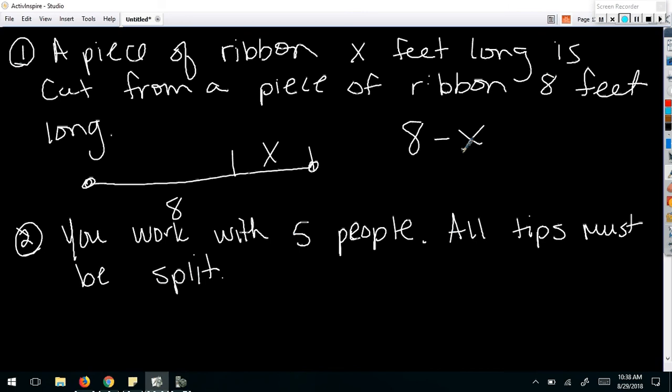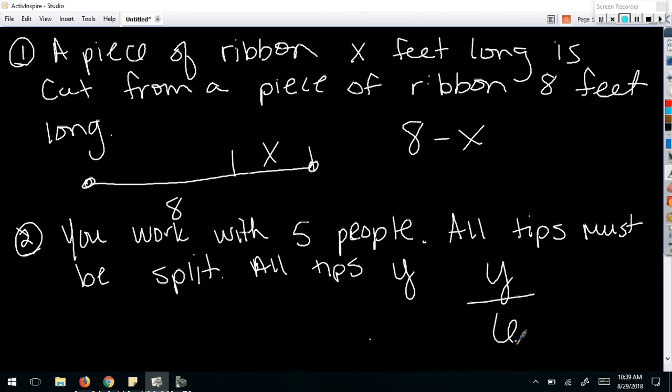Let's say all tips are, we'll call them Y. That's how you make Y amount of tips. Y divided, well, close. You work with 5 people, so how many people are there altogether? 6. You've got to count yourself, right? So take all the tips and divide them by 6. Okay, so this is just literally taking what's there and interpreting it to write an expression.